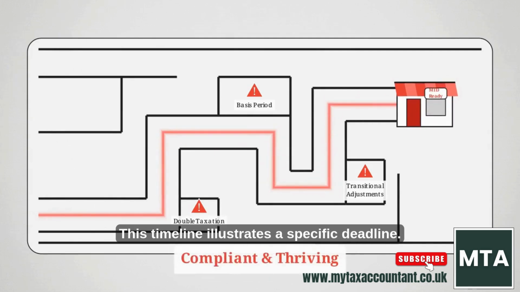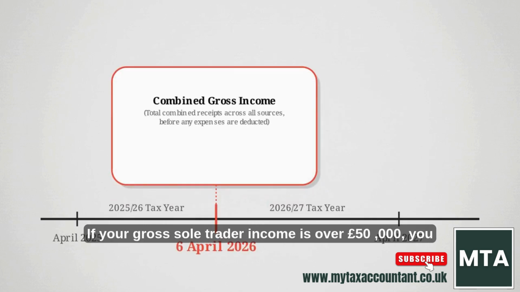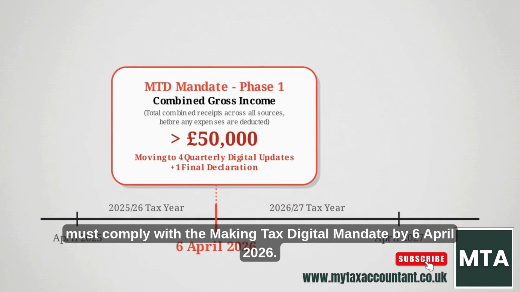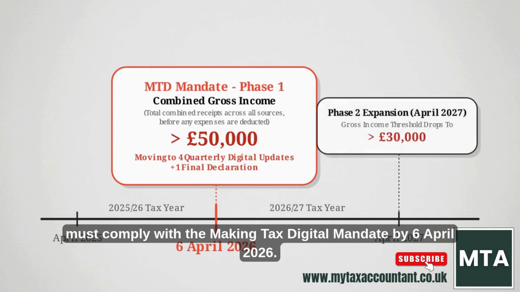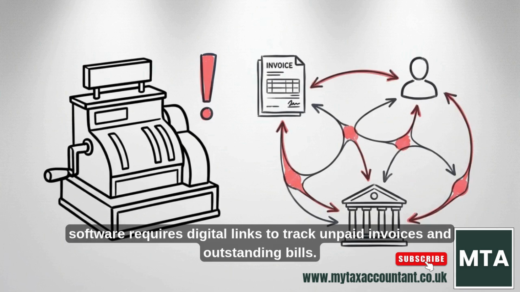This timeline illustrates a specific deadline. If your gross sole trader income is over £50,000, you must comply with the Making Tax Digital mandate by the 6th of April 2026. HMRC currently sets the simpler cash basis as the default for your tax return, but MTD-compatible software requires digital links to track unpaid invoices and outstanding bills.